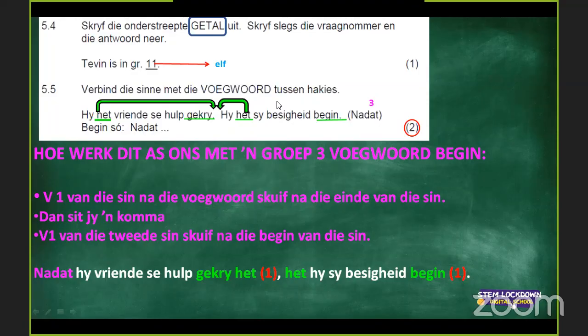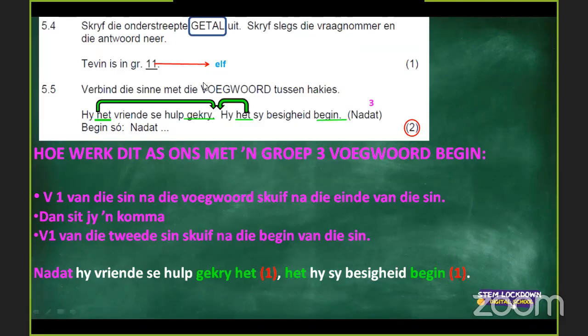Verbind die sinne met die voegwoord tussen hakies, and now they tell you, join the sentences with the conjunction between brackets. But look very carefully at this question. So it says here, hy het vriende se hulp gekry, hy het sy besigheid begin. Now you have to join it with nadat, but then please read the whole question.